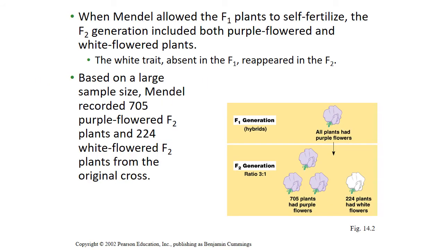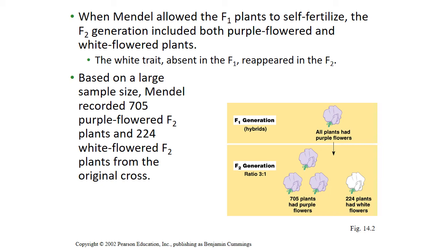So when Mendel allowed the F1 plants to self-fertilize, he saw that he got a 3-to-1 phenotypic ratio. And he was able to look at this by his large sample size and by the quantitative analysis. Remember, quantitative, it sounds like quantity, which is it has to do with numbers. And he recorded 705 purple flowers to 224 white flowers, and that essentially gives us that 3-to-1 ratio.